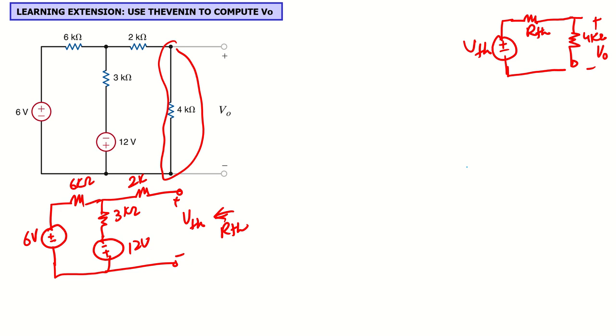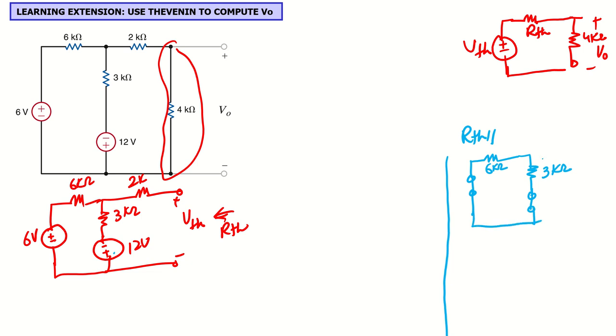Now to get the resistance, we can redraw this circuit without the sources. We have voltage sources, so we can just make them short circuits. Then I have this 6 kilo ohm here. Then here I have 3 kilo ohm. This voltage source is again a short circuit. And we are left with the 2 kilo here, and this is our analysis point, right? So we need to calculate R Thevenin.